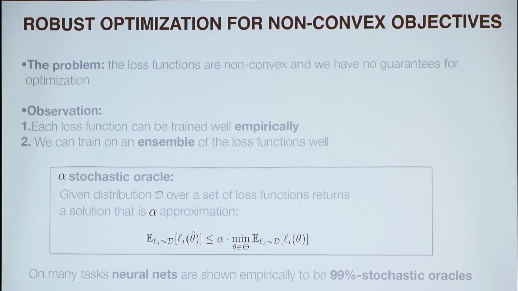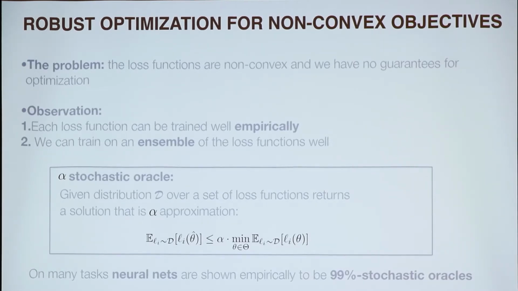I have an alpha stochastic oracle if it can return to me a solution that, in expectation over the draw of the loss function from this distribution, is an alpha approximation to the actual optimum. Meaning that for whatever distribution I have over neural networks, I know how to train a neural network that has some sort of alpha accuracy, which is what we believe is often the case. Because neural networks do so well, we can think of many tasks where they give us something like 99% stochastic oracles.